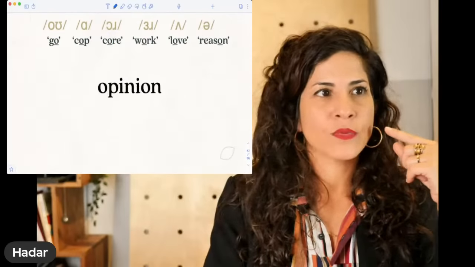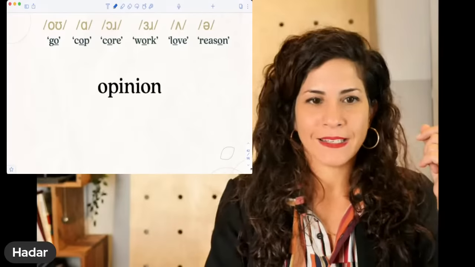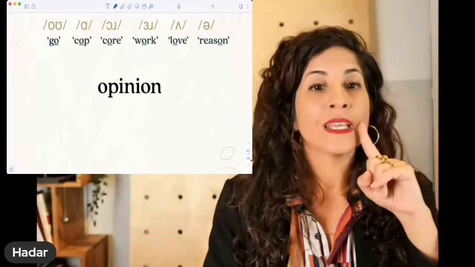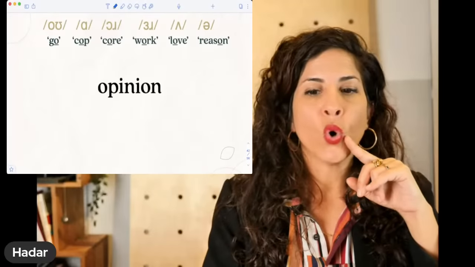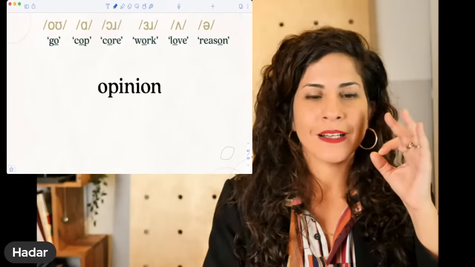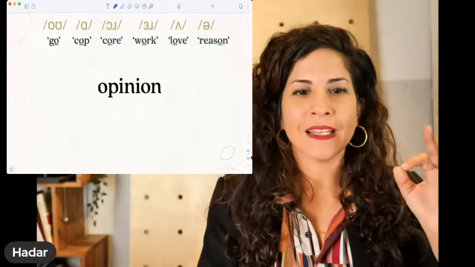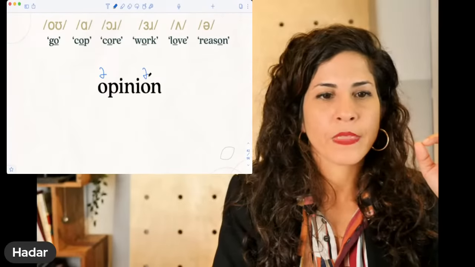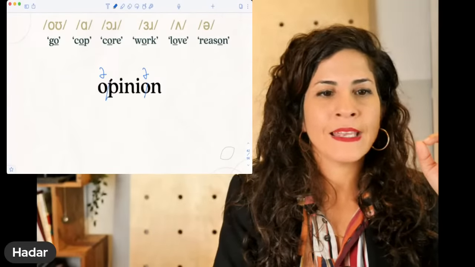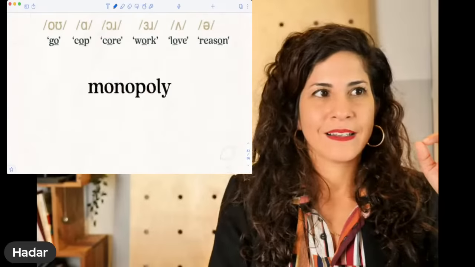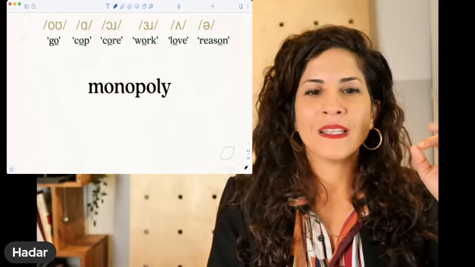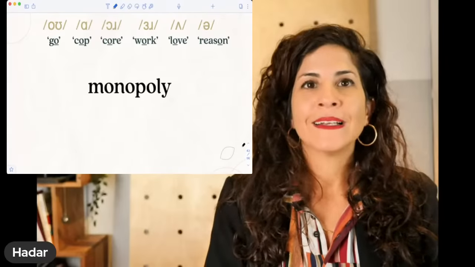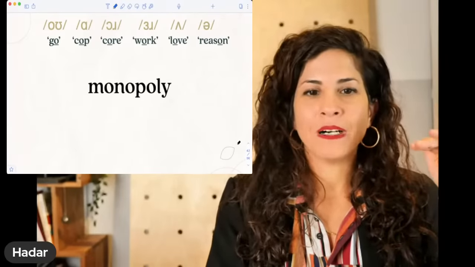Good. Next one. Opinion. What do we have here? Opinion. Can you hear it's not opinion? Opinion. Schwa. And schwa. Opinion. Monopoly. Not monopoly. Monopoly. M.